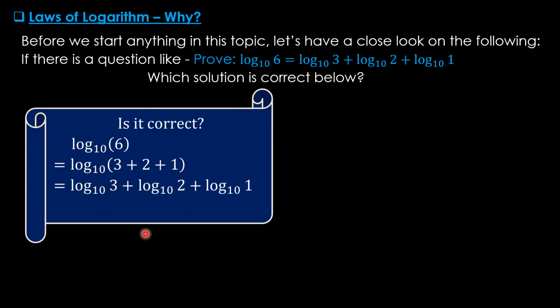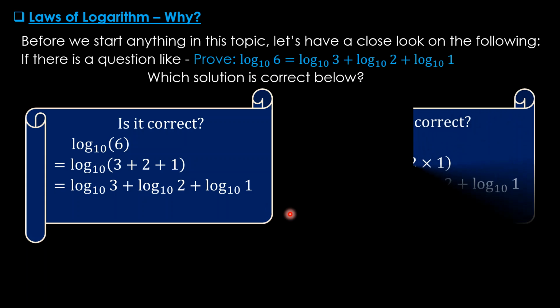Suppose there is one solution here. Is it correct? Log 6 to the base 10 equal to log, 6 means 3 plus 2 plus 1. So can we write it like this? Can we split it like this? Log 3 to the base 10 plus log 2 to the base 10 plus log 1 to the base 10.